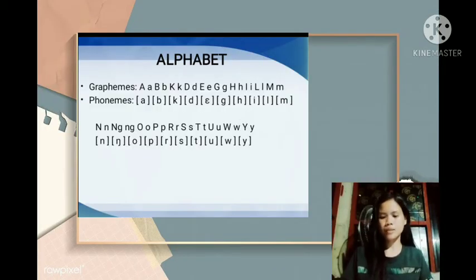The alphabet graphemes are A, B, K, D, E, G, H, I, L, M, and the phonetics is A, B, K, D, E, G, H, I, L, M.